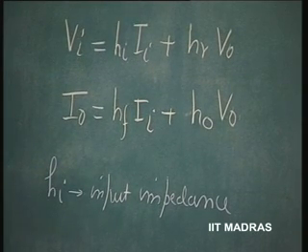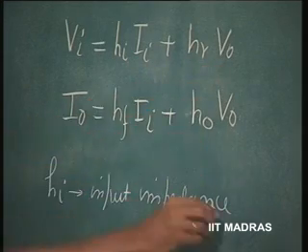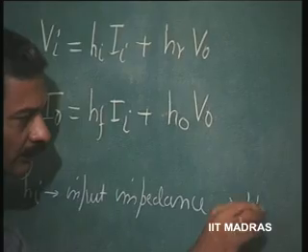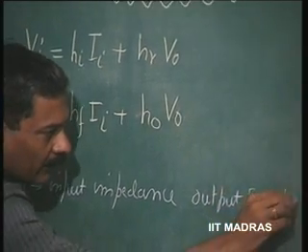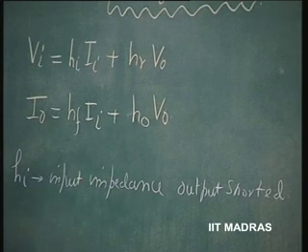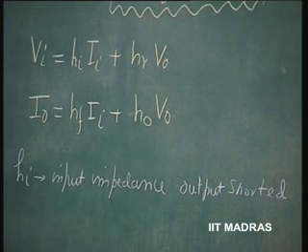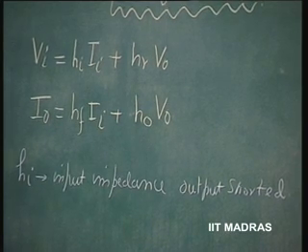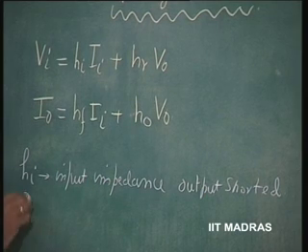when V naught is 0. V naught 0 means output short circuited. So, this is short circuit input impedance, Hi.